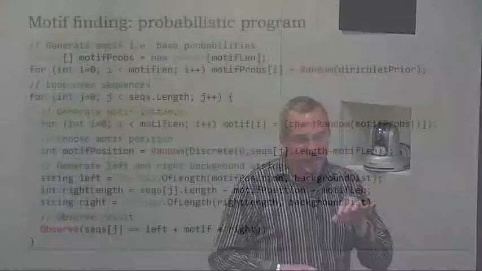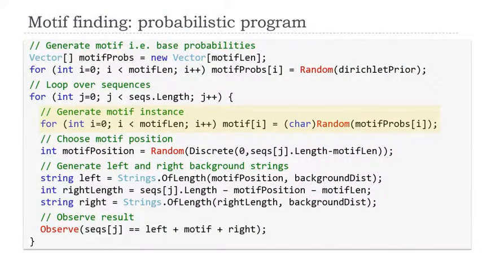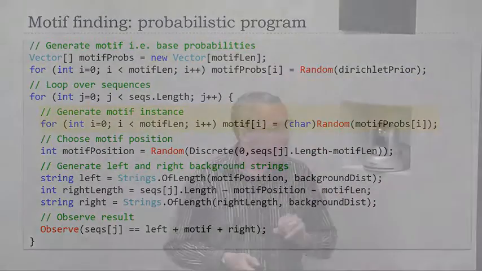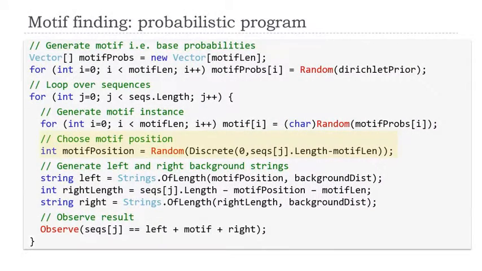And so we're going to generate from that probabilistic motif a particular motif instance that's going to appear in each sequence. And we do that by drawing an integer from that probability distribution and then casting it to a character. And then we're going to choose where in that sequence the motif sits. And then we need to generate some background sequence either side of the motif, which we're going to draw from some background distribution that we've been given. That's left and right background. And finally observe the result.